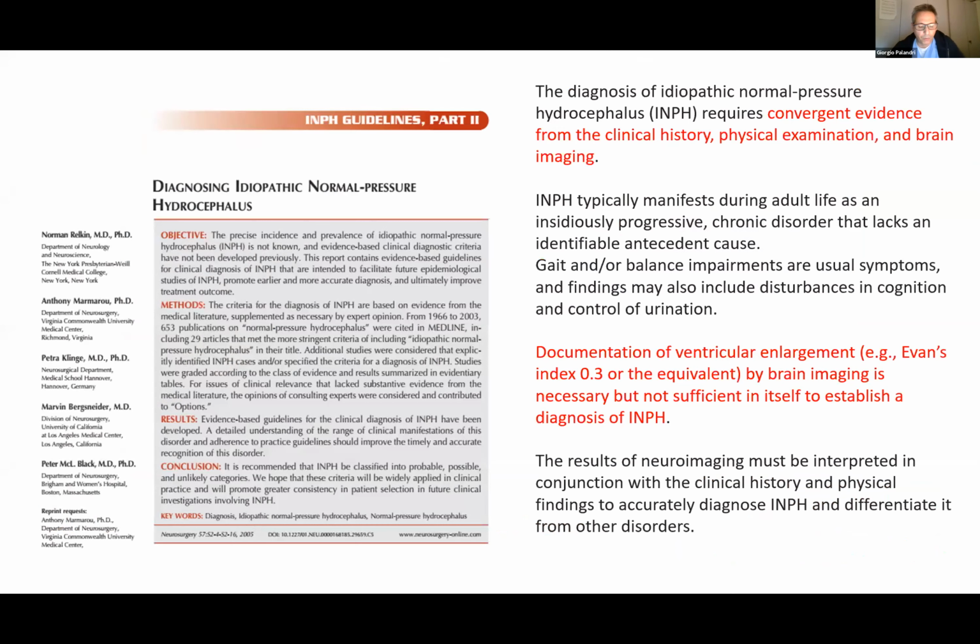If we go through the 2005 international guidelines, we see that it is stated that in order to establish the diagnosis of IMPH, it is required to have a convergent evidence from the clinical history, physical examination, and brain imaging. And the documentation of a ventricular enlargement, the so-called Evans index 0.3 or equivalent, by brain imaging is necessary but not sufficient in itself to establish a diagnosis of IMPH.